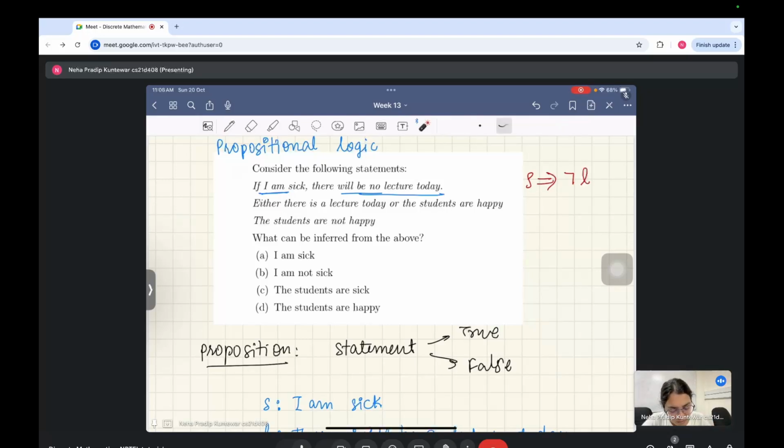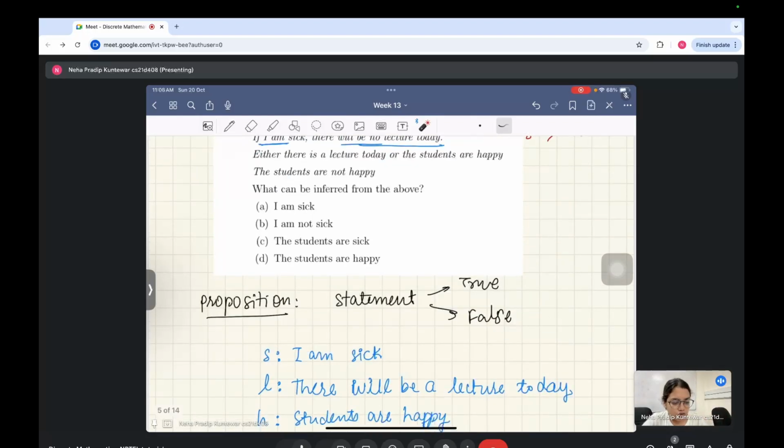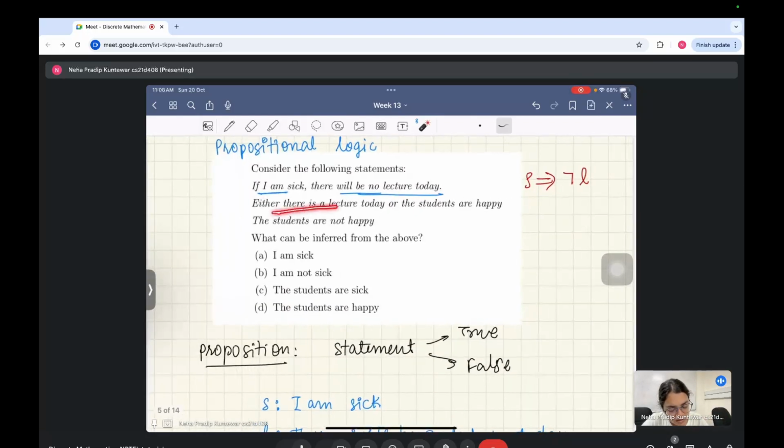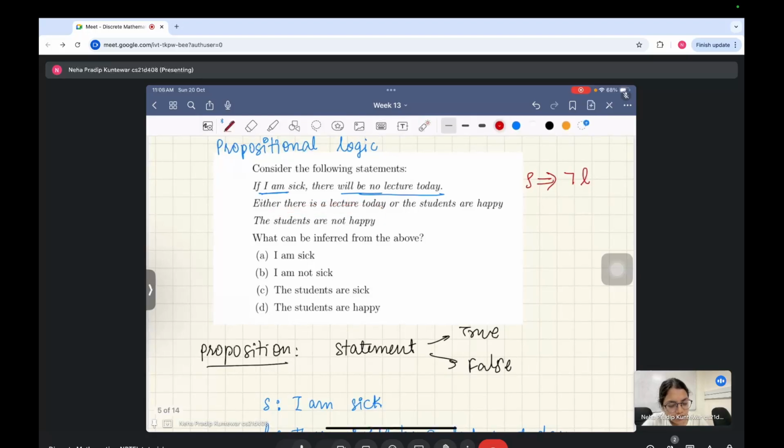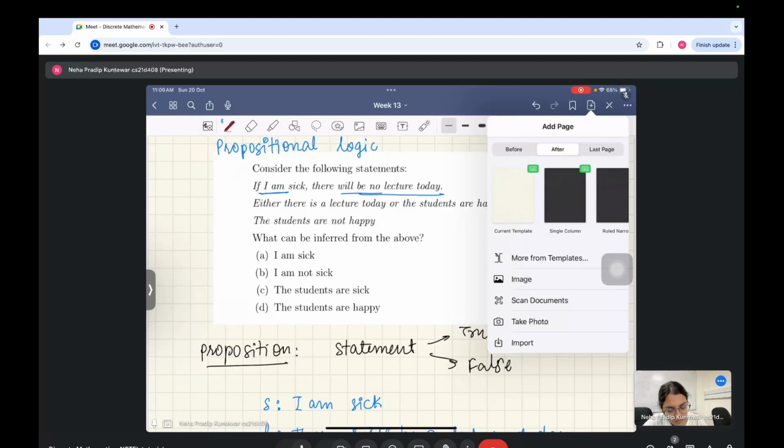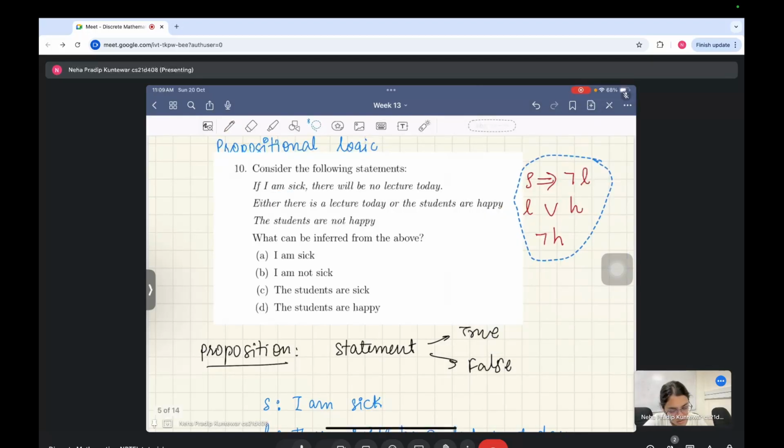And what is the other statement? It says either there is a lecture today or the students are happy. This or here is a keyword that tells us that the connective we are using is a logical or. So the statement is that either there will be a lecture today, that is L, or the students are happy, that is H. The third statement is that the students are not happy. What does that mean? It is negation of H. I'll copy these statements to the next page.